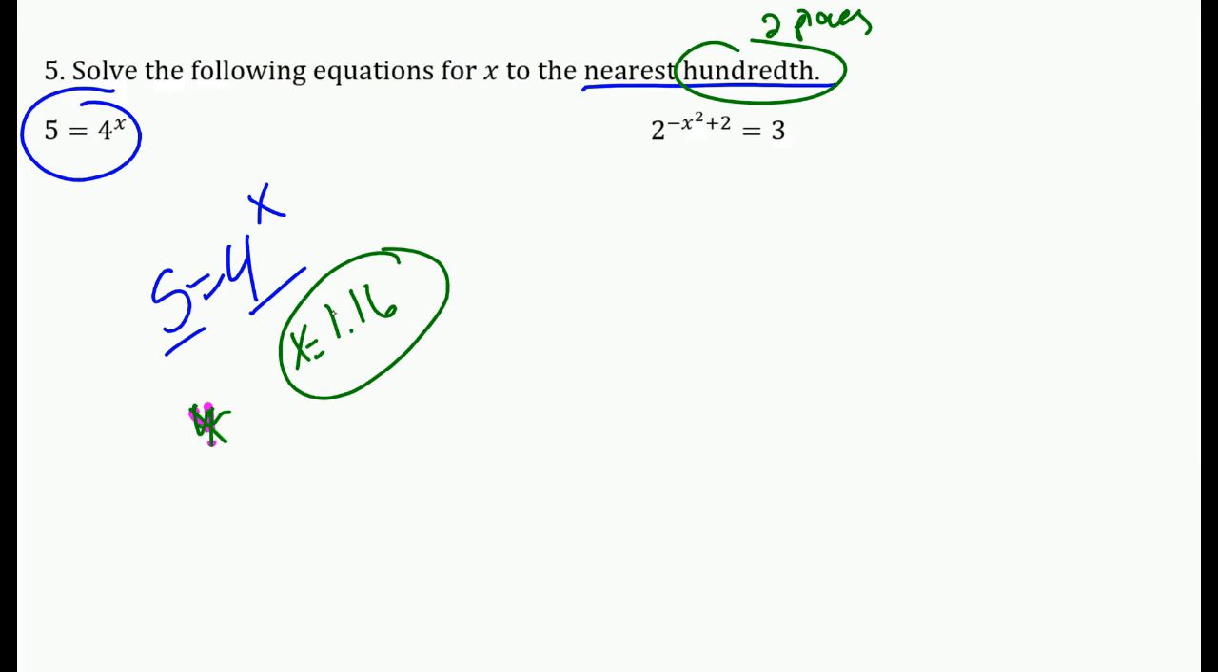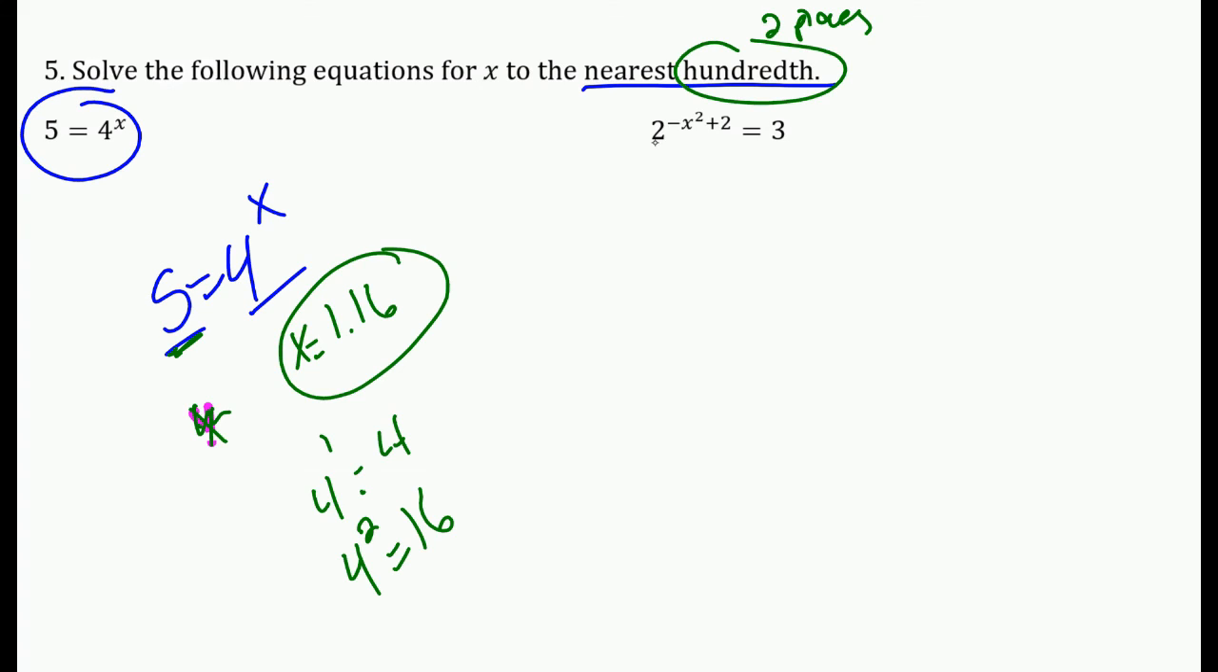And that makes sense, because 4 to the 1 is 4, and 4 squared is 16. So an answer of x equals 1.16 makes sense, because 5 is in between 4 and 16. So that makes pretty good sense that we got that x value.